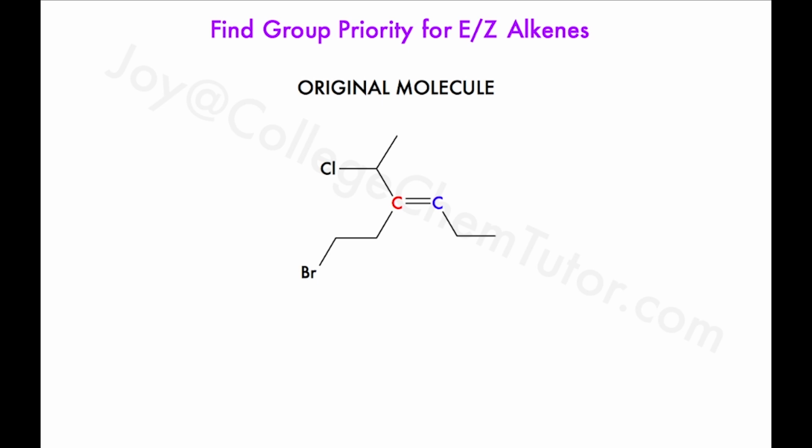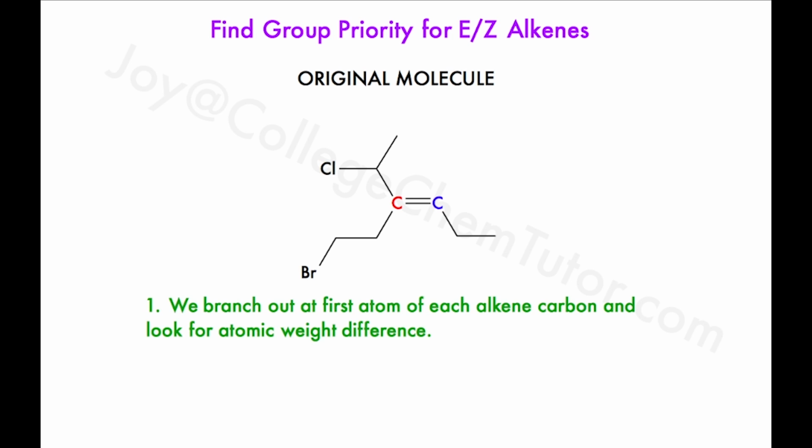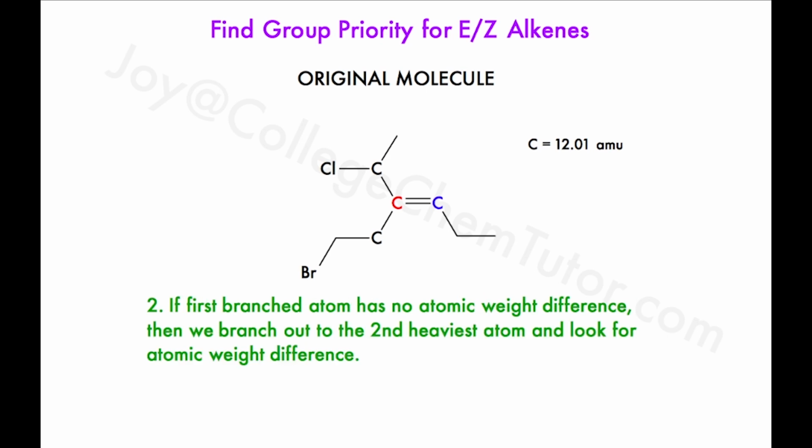I've highlighted both alkene carbons in red and blue, and that way it is much easier to do the problem later on. There are 3 easy rules to determine the priority for any alkene. So number 1, we branch out at the first atom of each alkene carbon and look for atomic weight difference. To begin, we're going to start with the red alkene carbon. The first atoms branching out from the red alkene carbon are both carbon. Since the atomic weight of carbon is 12.01 AMU, there is no atomic weight difference. So we move on to step 2.